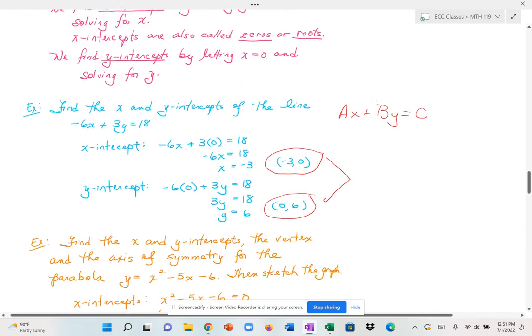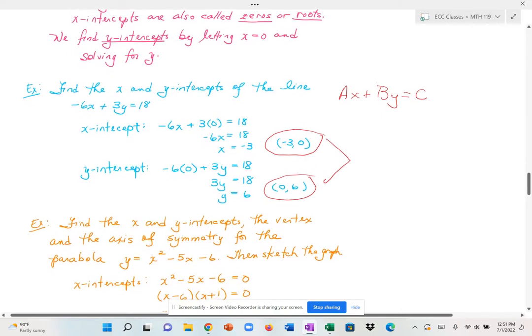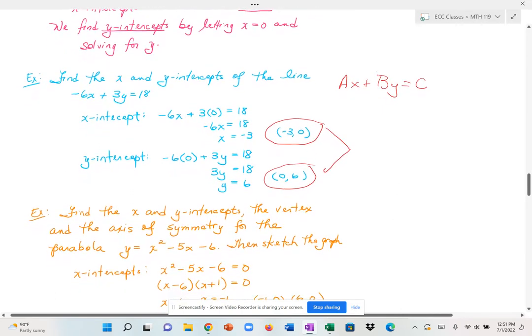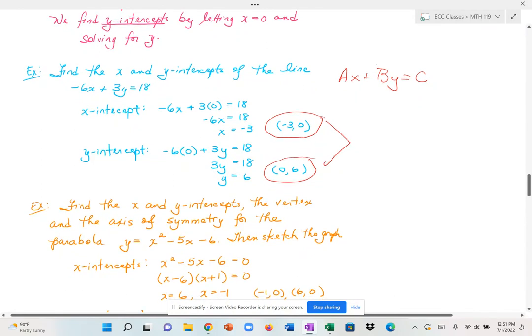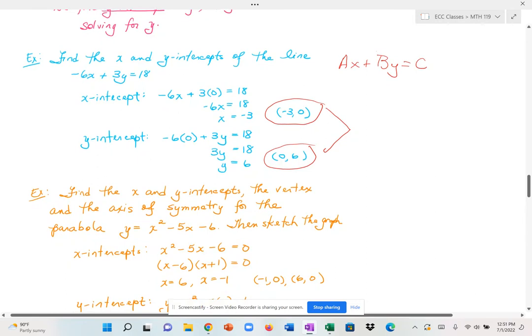Okay. To find the x and y intercepts, the vertex as well as the axis of symmetry for y equals x squared minus 5x minus 6, I'm going to be using the definitions and formulas that I gave earlier, and then we'll sketch the graph. So for the x-intercepts, I'm going to let the y equal 0. So this y gets replaced with 0.